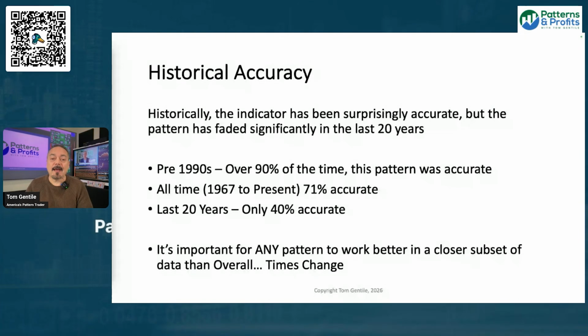So here's the historical accuracy. Before 1990, the pre-1990s, 90% of the time, this pattern worked. Now, that's what I call a great pattern, but all time, it's been 71% accurate. So what has happened since the 1990s? Well, in the last 20 years, this pattern's been accurate only about 40% of the time.